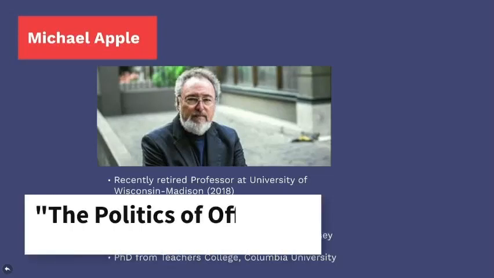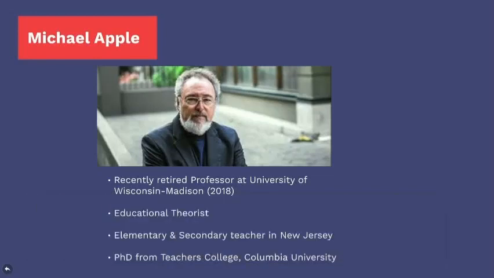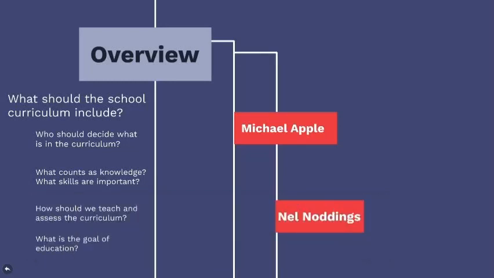The article that we read this week by Michael Apple, The Politics of Official Knowledge, was originally presented as a lecture at the American Educational Research Association in 1992, and from that he published this article in 1993. We've already reviewed who Nell Noddings was in the class focused on teaching and learning, when we read Nell Noddings' article, Is Teaching a Practice? Please see this video lecture if you would like to review who she was as a person.